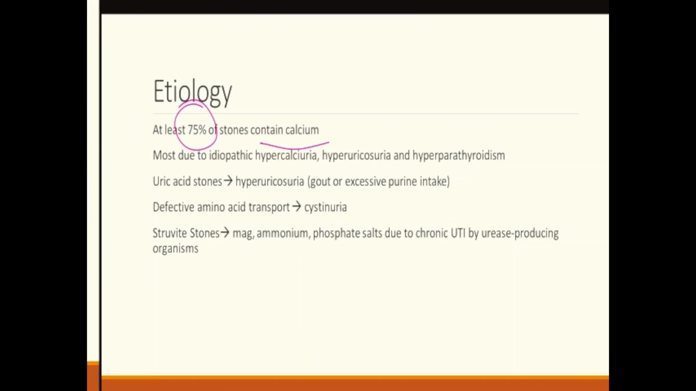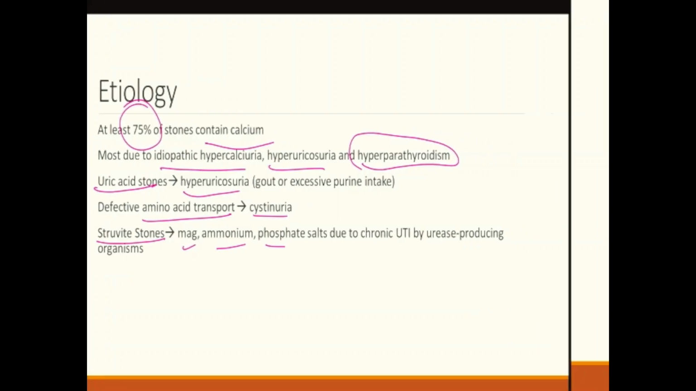75% will contain calcium, mostly due to idiopathic hypercalciuria, hyperuricemia, and hyperparathyroidism. You can have uric acid stones. What do we learn about uric acid? What does it cause? Gout. Okay, hyperuricemia. Defective amino acid transport can result in cystinuria. And your struvite stones can be made with magnesium, ammonium, or phosphate. So the majority of them are going to be calcium, but they can be made up of other things as well.